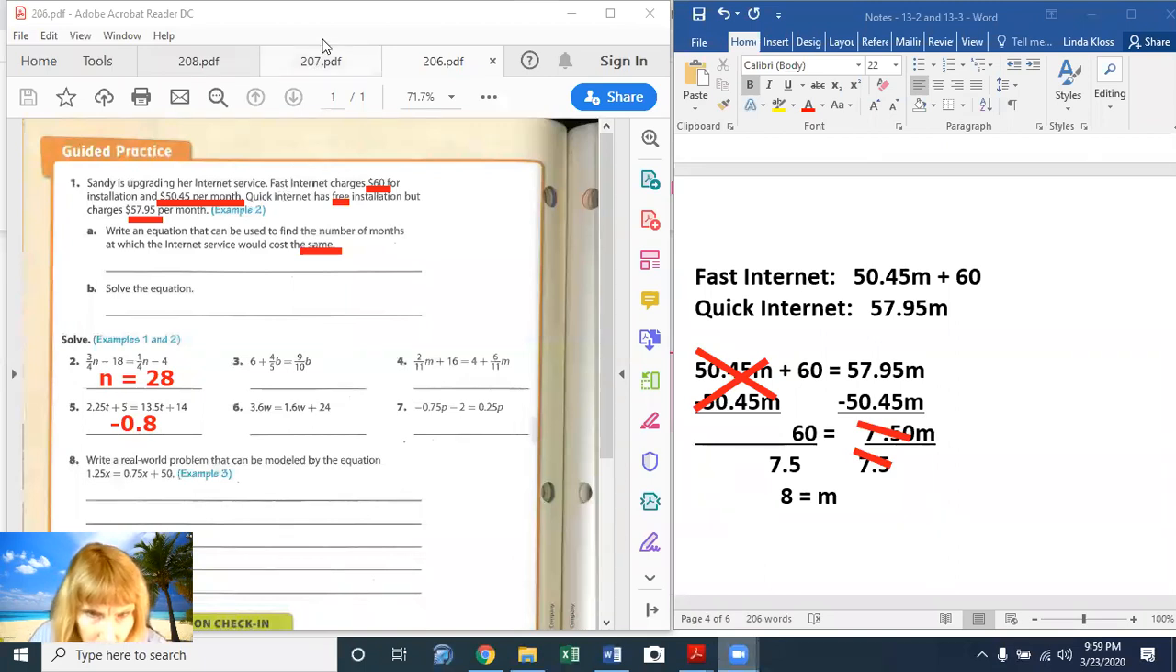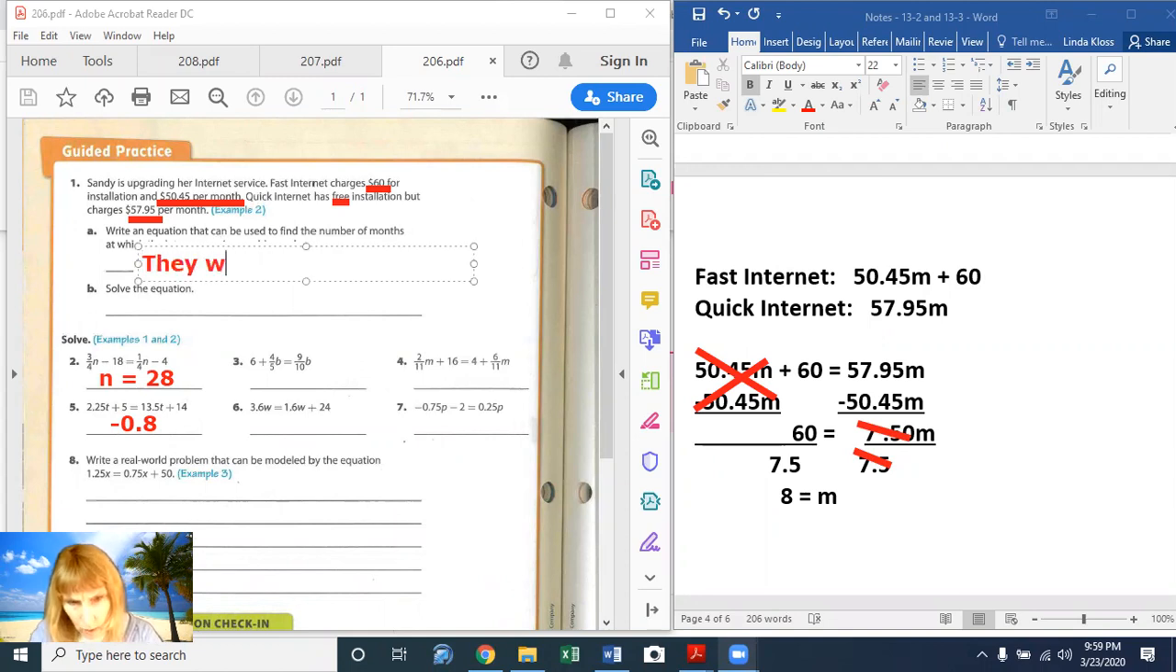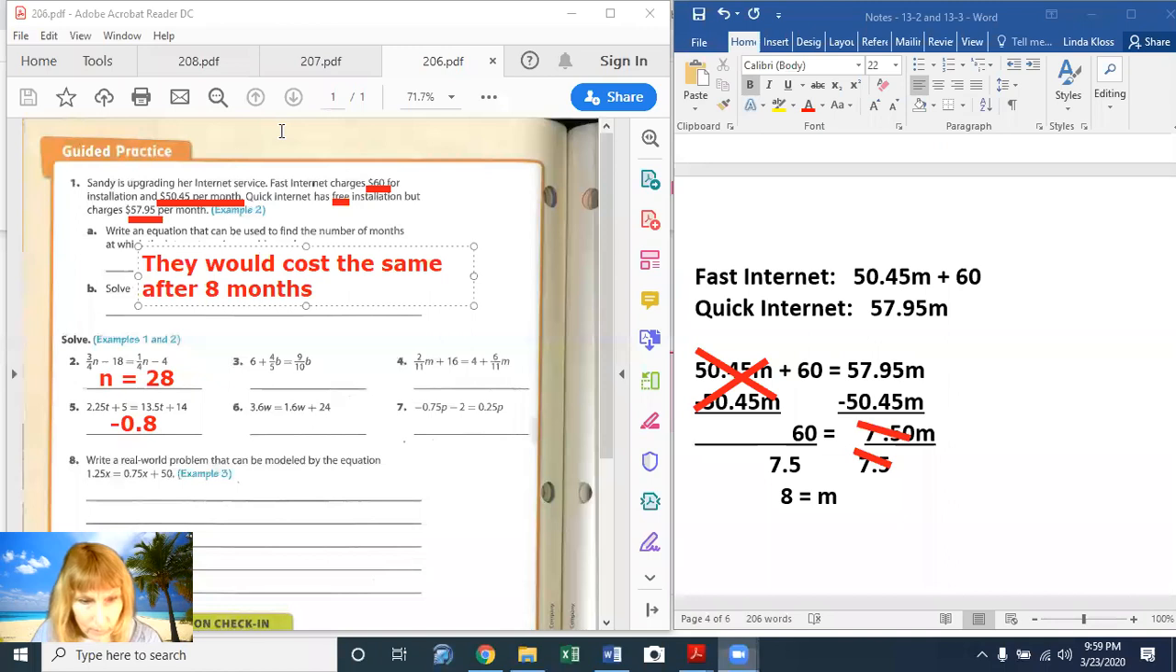So the question said, write an equation, when would the internet services cost the same? They would cost the same after 8 months. And then it said solve the equation. Well, we wrote it over here. So that would be the answer.